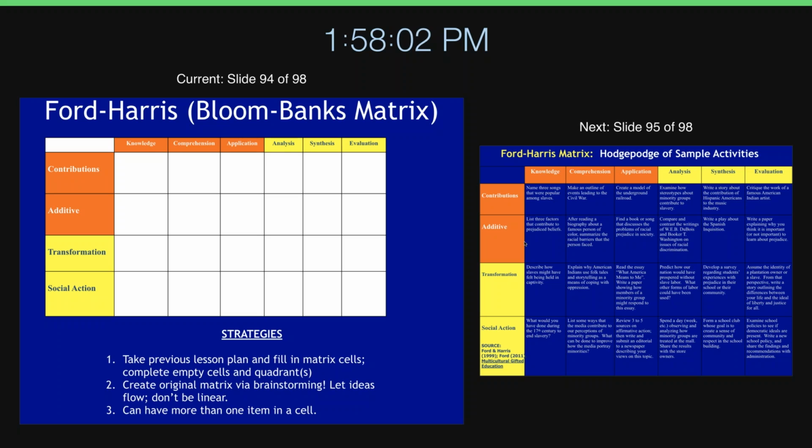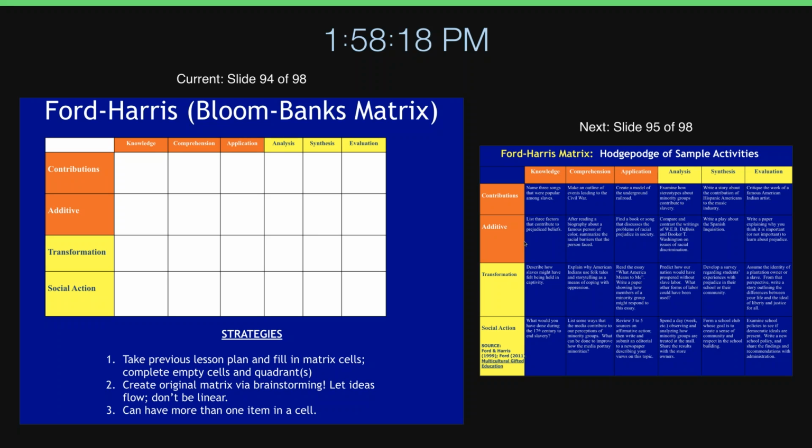This benefits all students. So therefore, with Bloom's, you have rigor. And with Banks, you have relevance. And this is for all students.